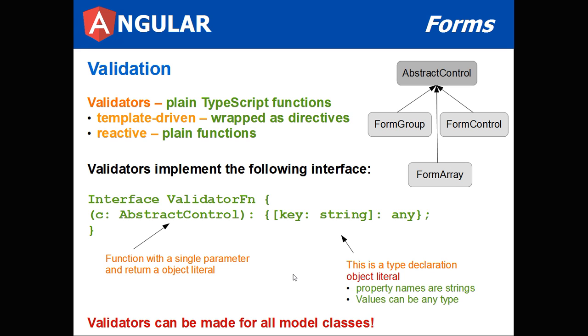And validators can be made for all model classes. We say that because there's a relationship that form groups and form controls and form arrays are all inherited from abstract control. So you can create validators for each and every one of them.